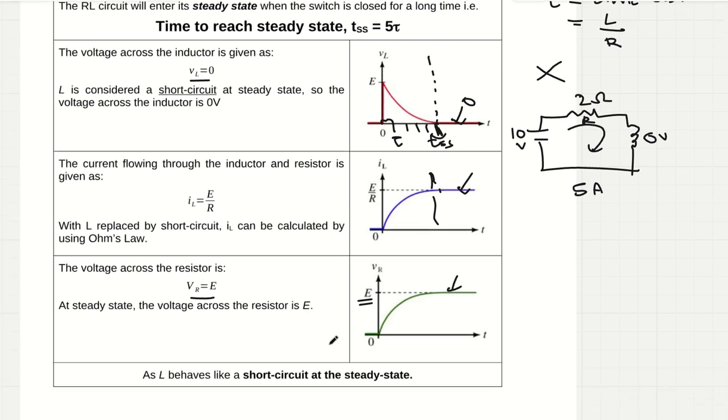So that's all. It's very simple. At steady state, if you want to know the values, we just follow this table. It is also worth noting that at steady state, the inductor acts basically like a short circuit. You can replace the inductor with a wire. That's why there's no voltage drop across the wire. It's 0. The current is just from the source, Ohm's law: E over R, and the voltage across the resistor is the same as the source because there's no voltage drop here.